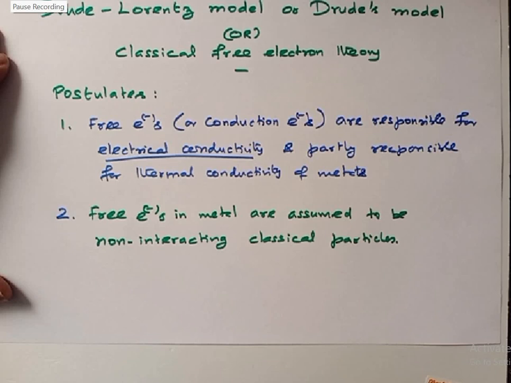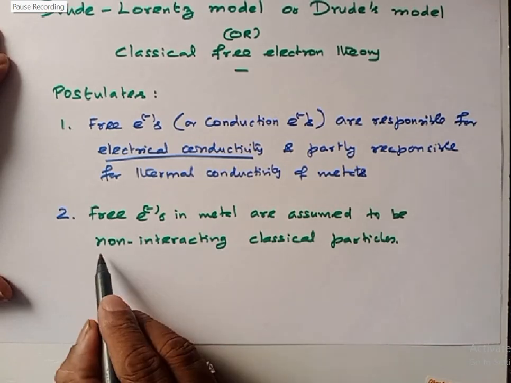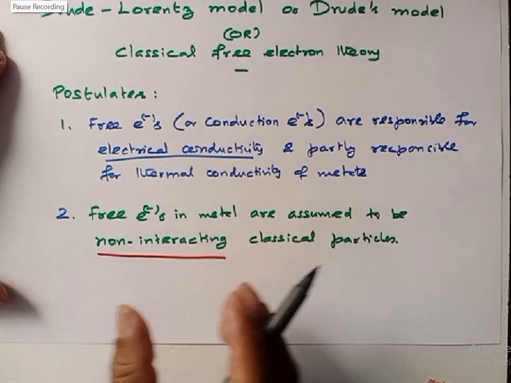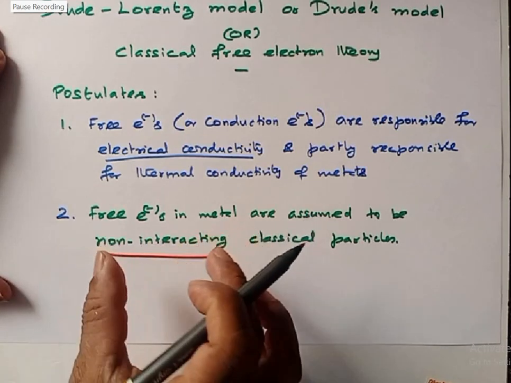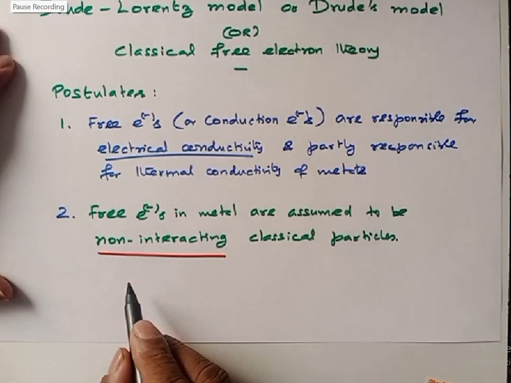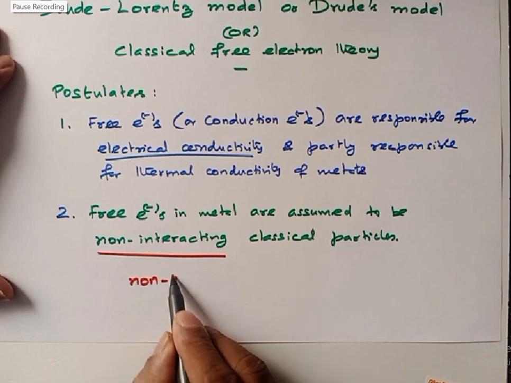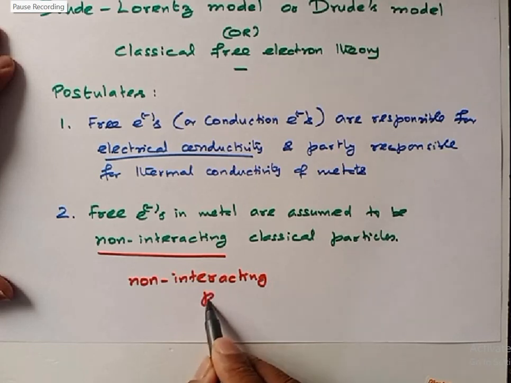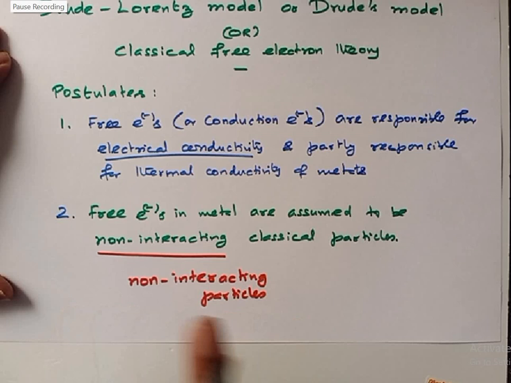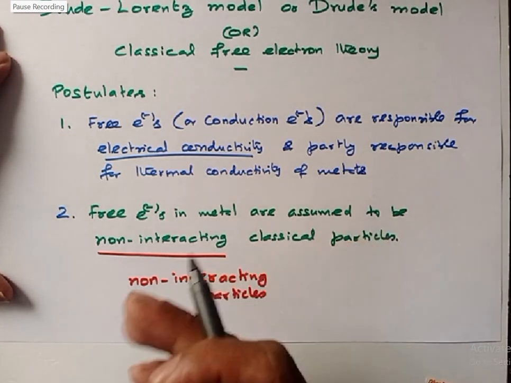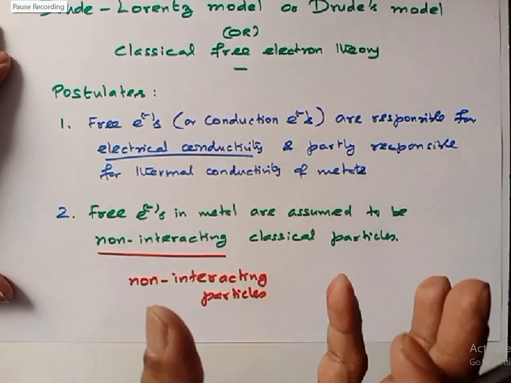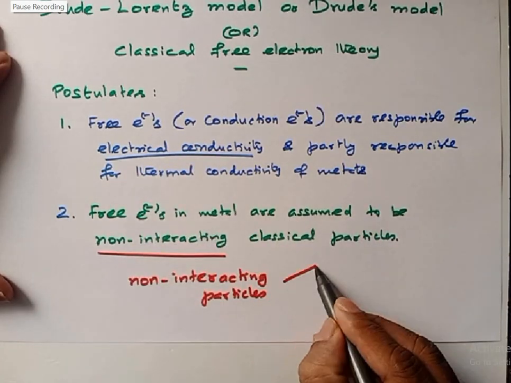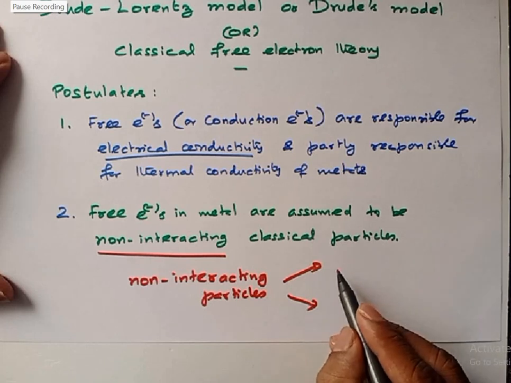First of all, I would like to give the meaning of non-interacting particles. So what is the meaning of non-interacting particles? Non-interacting means there is no attraction or repulsion between the electrons, or between an electron and the ion cores present in the crystal lattice.